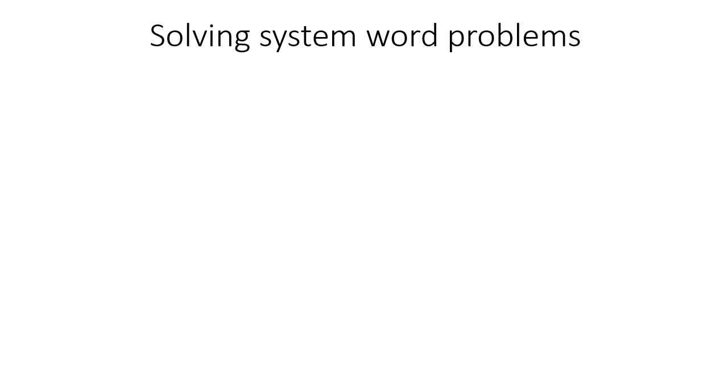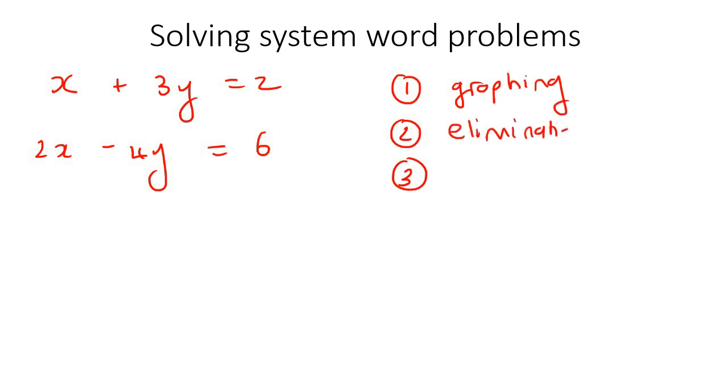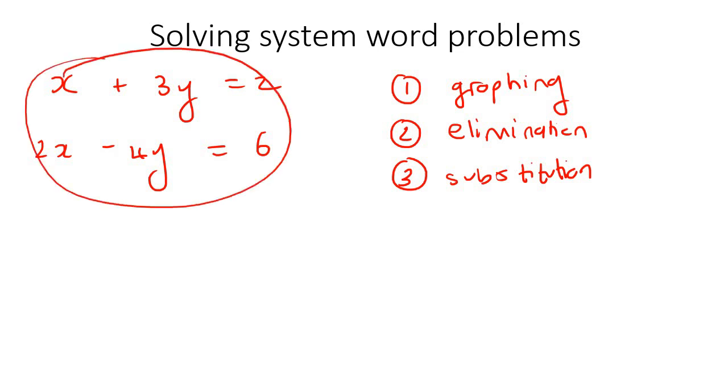In the last few lessons, we've been learning how to solve systems of linear equations. For example, they would give you an equation that looks something like this, and then we learned how to solve them. The three ways that we learned how to solve them would have been with graphing, elimination, and substitution. So right now we are pretty good at being able to do that.